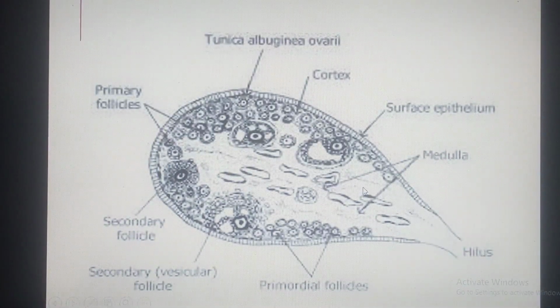Now in the medulla, there's no sharp boundary between the cortex and the medulla. But the medulla is devoid of follicles. Only that you can see all these large blood vessels in there. These are the endothelial lining of the blood vessels. So it is highly vascularized, both the cortical region as well as the medulla.